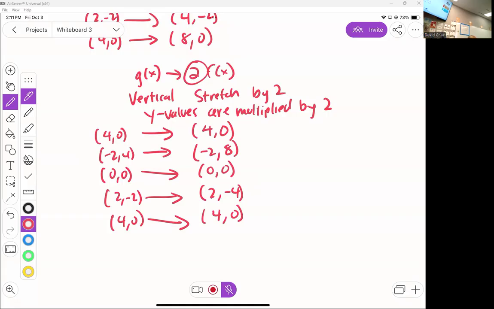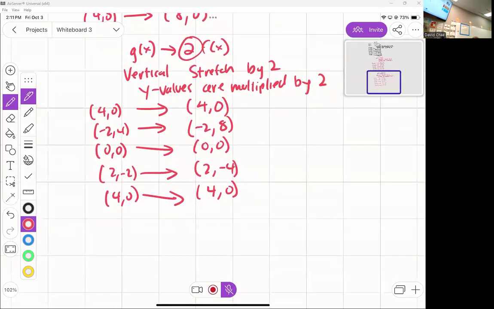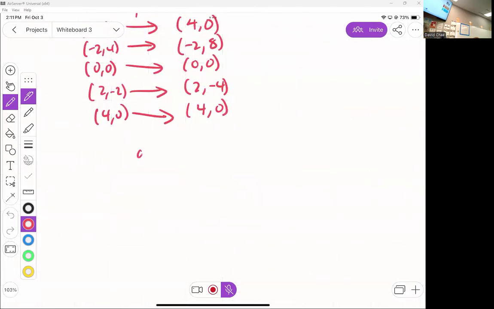Okay. Last but not least, let's say we have g of x equals 1/2 of f of x.